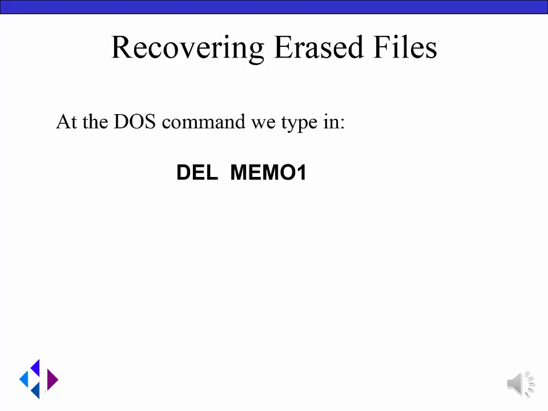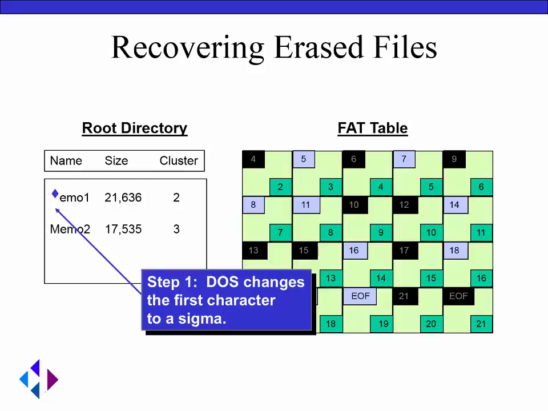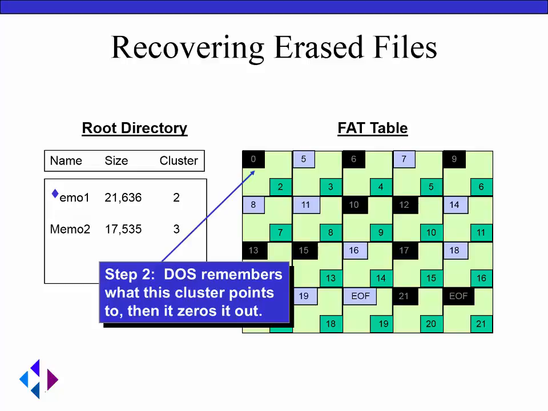So, recovering erased files. Let's start off with a DOS command. We'll type in delete memo 1. What really happens when we delete memo 1, or we hit the delete key on the file name memo 1? The first thing that happens when we're deleting a file in a DOS operating environment is the DOS operating system changes the first character to a sigma sign. This notifies the operating system in the future that this specific root directory entry is available to be replaced by a brand new file name. The second step in what DOS does in deleting a file is it remembers where the starting cluster was.